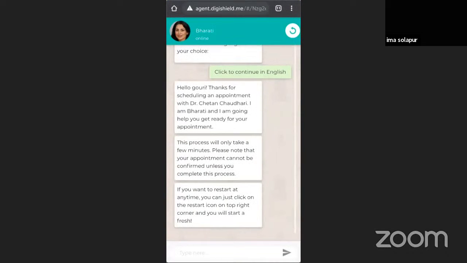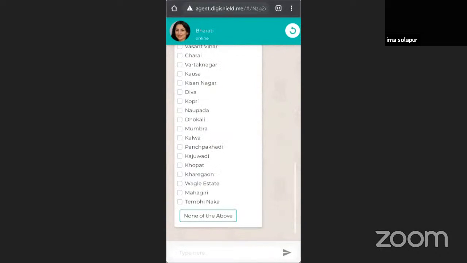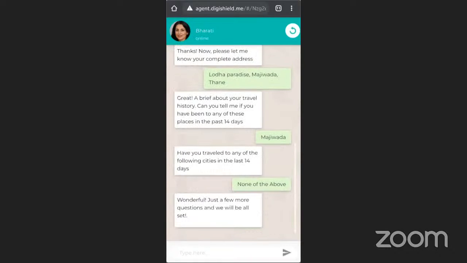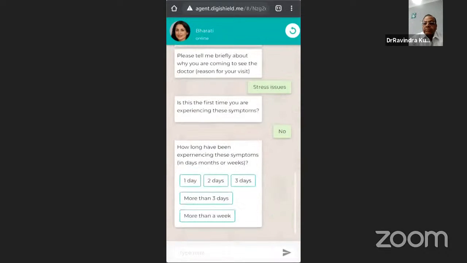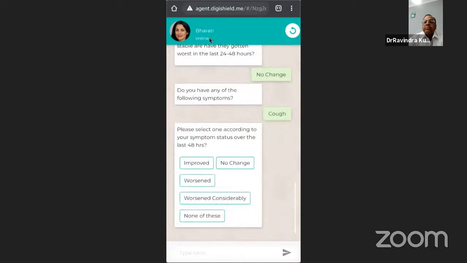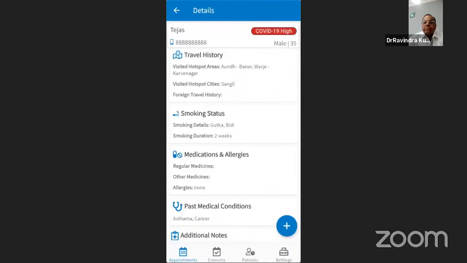A day before the appointment, your patient will be automatically contacted by the DigiShield agent. The Shield agent will collect the patient's symptoms, history of present illness and more. The agent will also collect any consents or indemnity that you want to collect from them. Based on the DigiShield interaction, you will be alerted to the patient corona carrier risk.